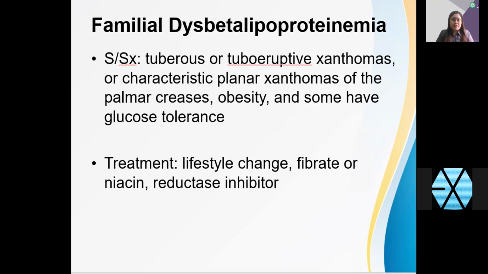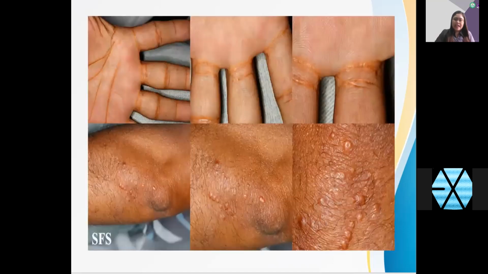We have here tuberous or tubo-eruptive xanthomas or characteristic planar xanthomas. Later, I will show you a picture of that na makikita yan siya class sa palmar creases sa mga kamot. And then there will be obesity, and some of the patients with this type of condition has glucose intolerance. That will lead to, syempre, diabetes. Now, what will be the treatment for this? Syempre, diet. There will be lifestyle change, and there is still the niacin, the fibrate, and the statins or the reductase inhibitor.